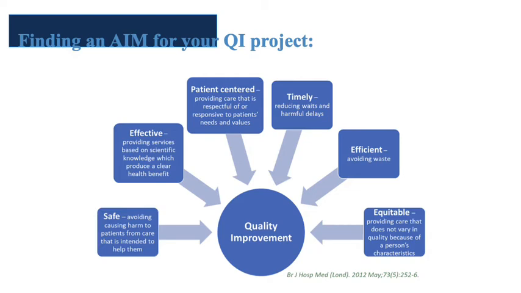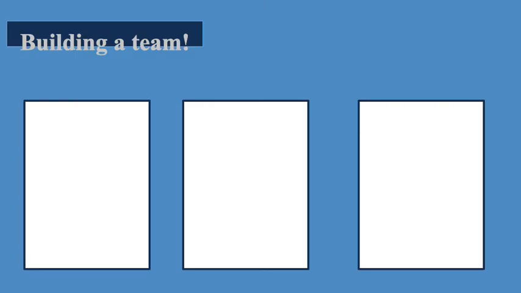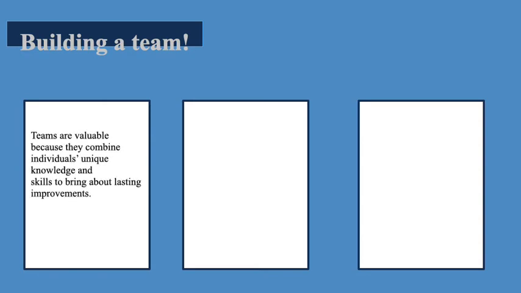Below is a diagram that allows us to look at STEEP in order to help center our ideas and generate an aim. Once you have an aim, it is now time to discuss how to make a team to more efficiently accomplish your project. Building a team is important. Teams are valuable because they combine individuals' unique knowledge and skills to bring about lasting improvements.